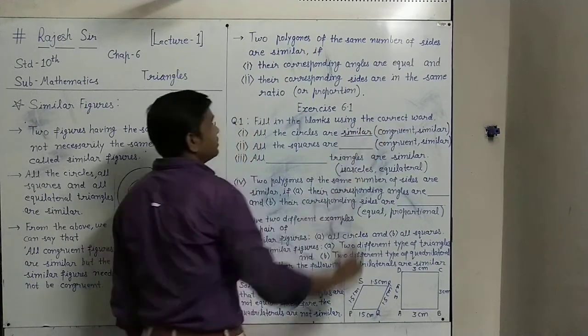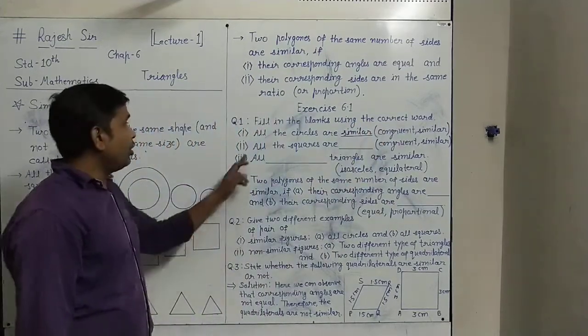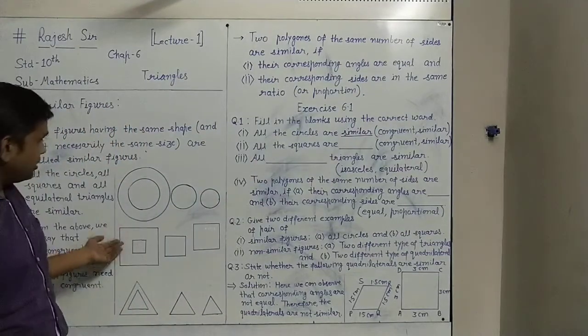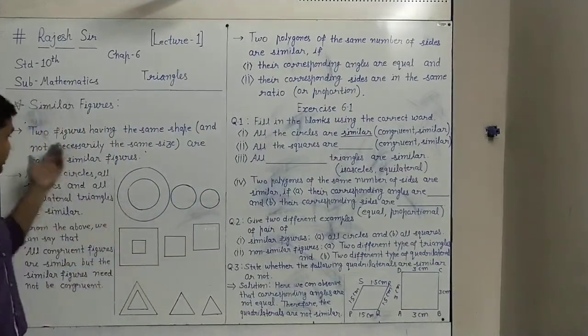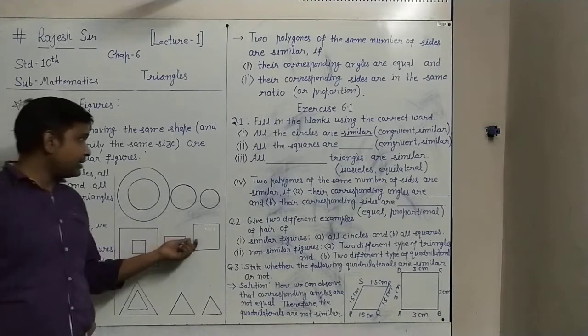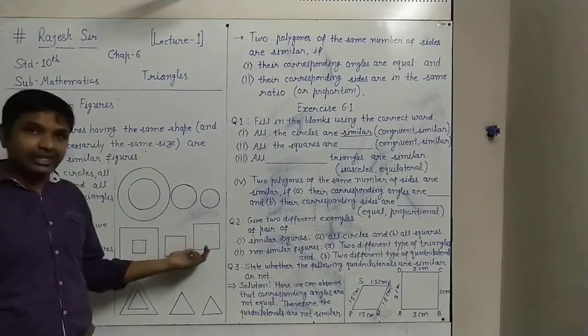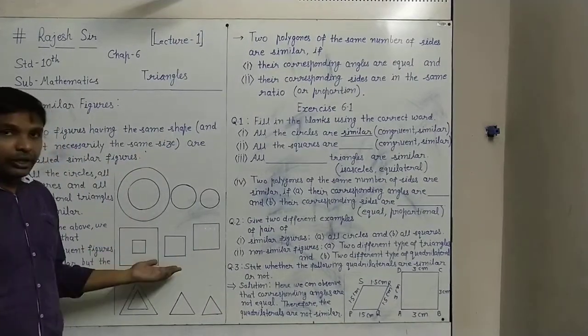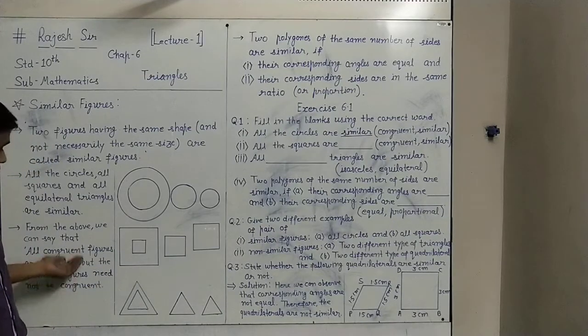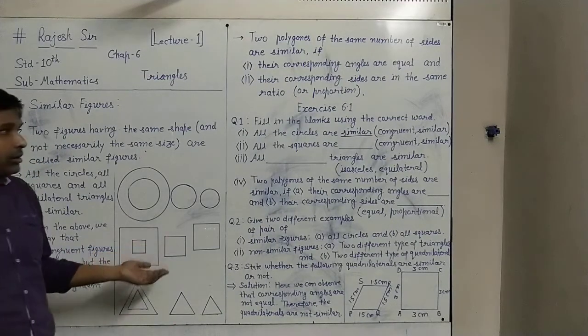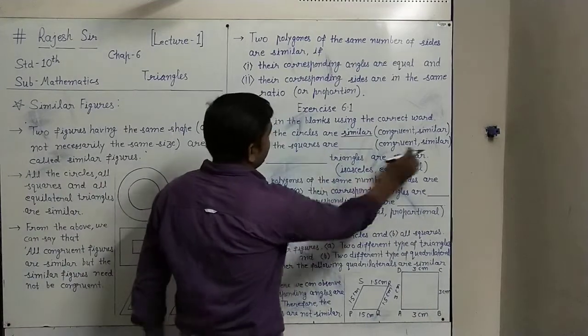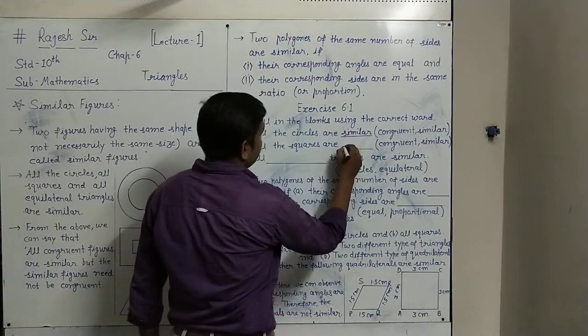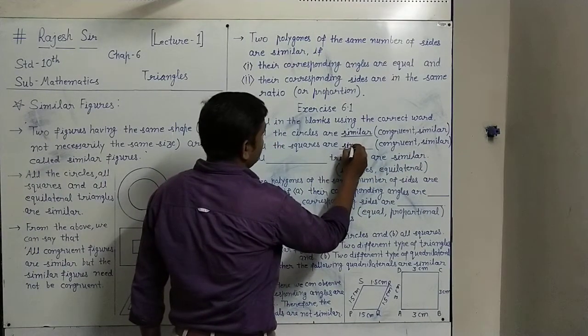This word is correct. Second, all the squares are dash. Again you see the figure and understanding here. All the squares have the same shape but not the same size. So they are not congruent, but they are similar. So here also, all the squares are similar. This word is correct. So we will write similar.